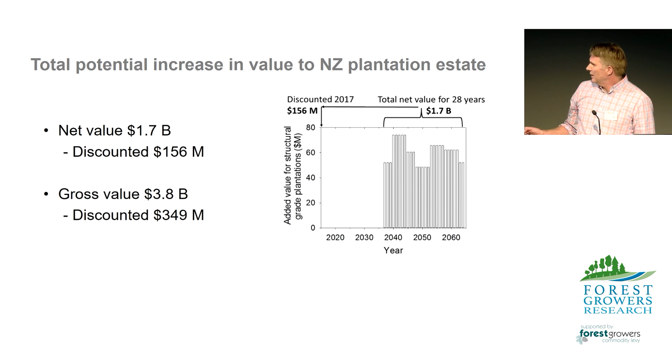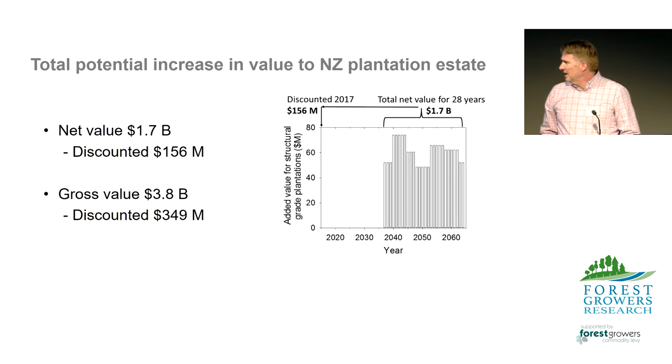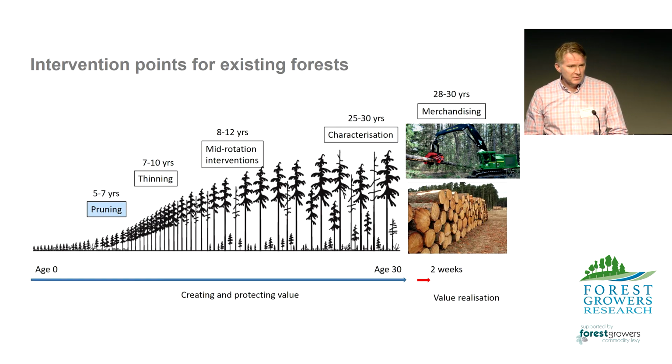And so if that operation was modified, then we'd be looking at another $1.7 billion for the industry in net value, which when discounted back to current time is $156 million. And the gross value is obviously a lot more than that. So I think that's a pretty good demonstration of what you can do through a fairly straightforward operation.